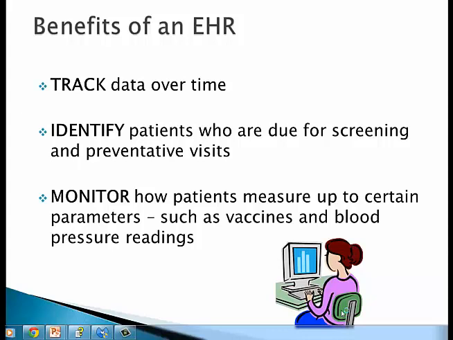Two is we can identify patients who are due for screening and preventative visits. For example, a yearly mammogram test, or a flu shot, or any other type of preventative visits. The systems usually know, and can flash an alert on, when these come due. Third benefit is to monitor how patients measure up to certain parameters, such as vaccines and blood pressure readings. Once again, a very useful tool in patient care.